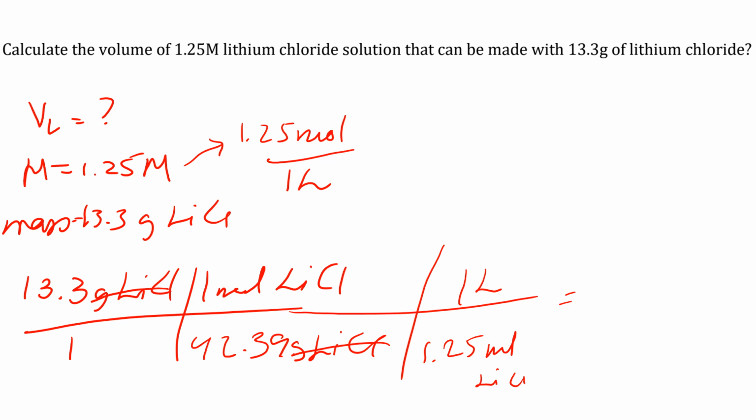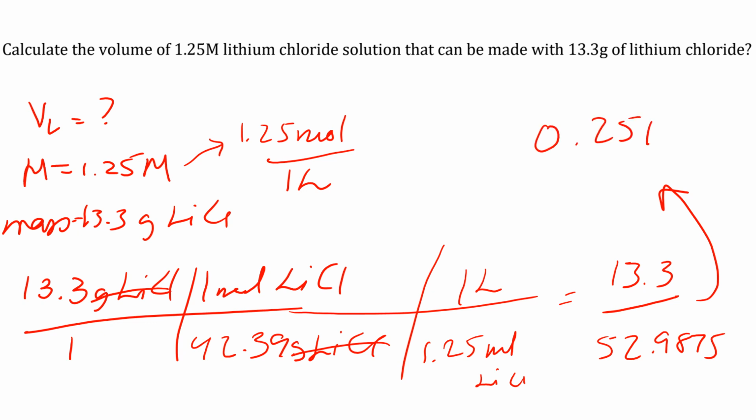13.3 times 13.3. Denominator, 42.39 times 1.25. So divide the two. I end up with 0.251 liters lithium chloride.